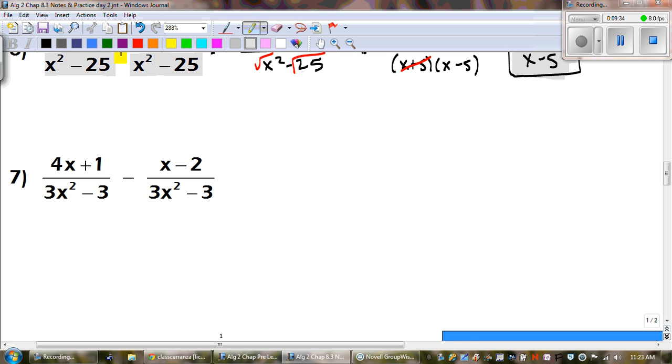Are the denominators the same? Yep. Do you want to see if you guys can do that first step all by yourself? Okay, just be careful because that's subtraction. All right, why don't you see if you guys can get all the way to the answer. Go ahead and pause the video and good luck.